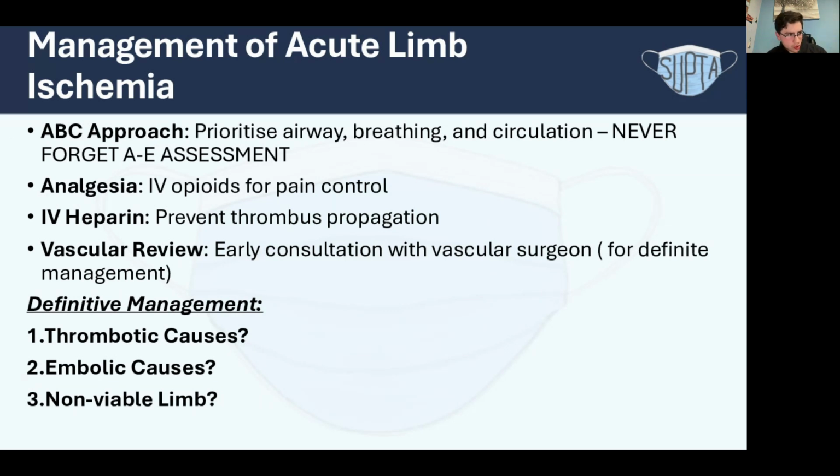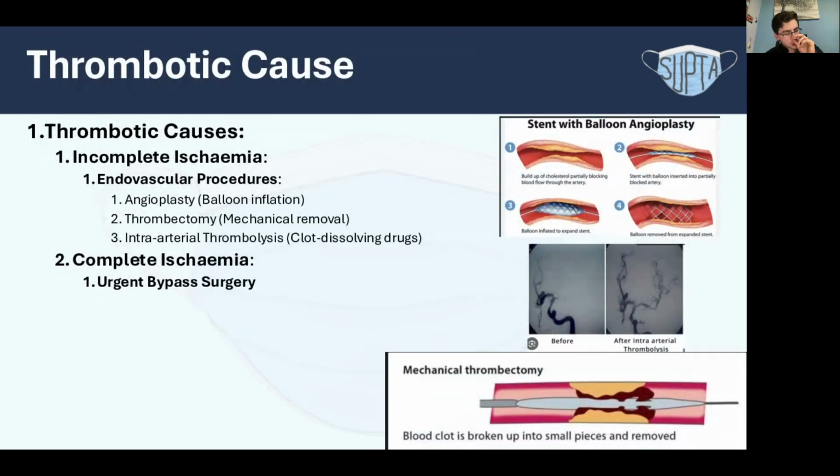So now the question is, what is the definitive management? Unfortunately, it's not a quick, straightforward answer. It depends on what's going on: whether it's a thrombotic cause, an embolic cause, or a different scenario, a non-viable limb. If it is a thrombotic cause, you further divide it into complete or incomplete ischemia. Incomplete ischemia just means the artery is not yet completely blocked. Eventually it will get blocked, which is why it eventually leads to amputation. But if it's incomplete, then we'll do some kind of endovascular procedure.